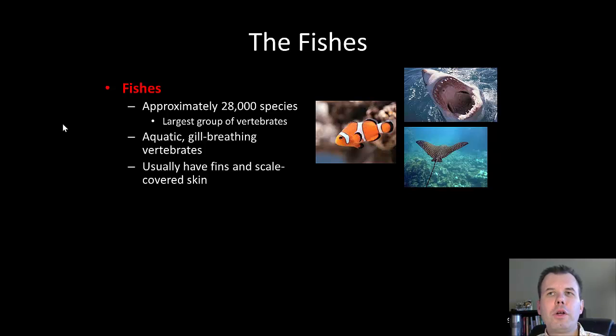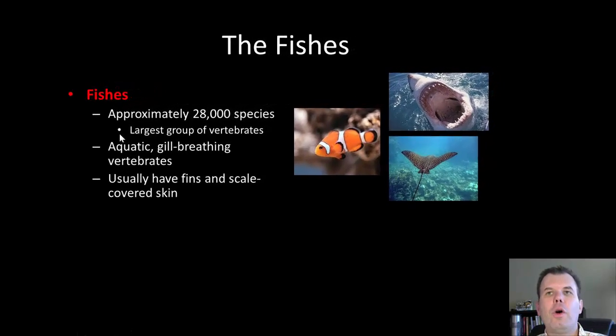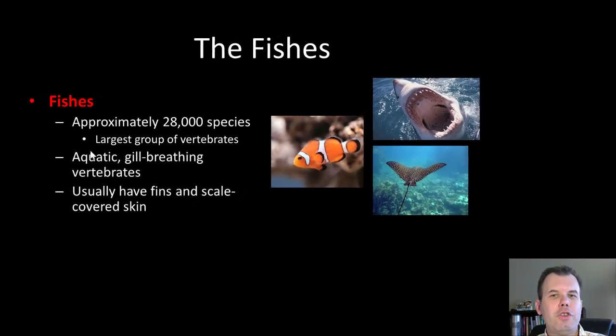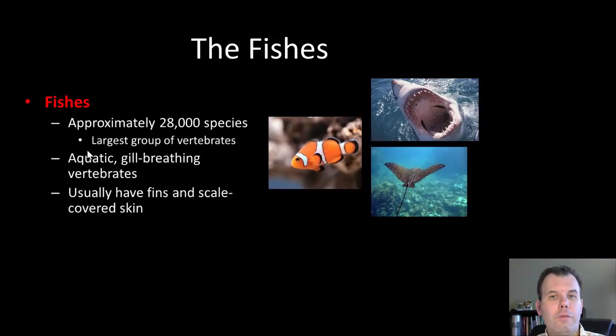And so the first group we're going to look at is the fishes. There are about 28,000 species. It's the largest group of vertebrates out there, and they are the oldest group of vertebrates that are out there. They're all aquatic, gill-breathing vertebrates. They all have some form of backbone, whether it be a cartilage backbone or a bony backbone. And they usually have fins and scales of some sort covering their skin.